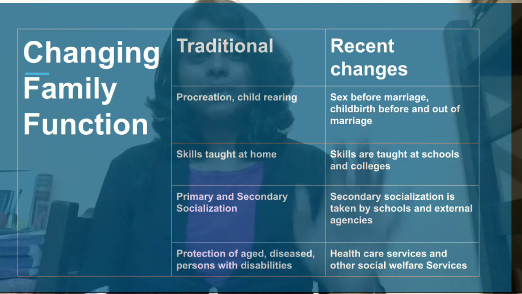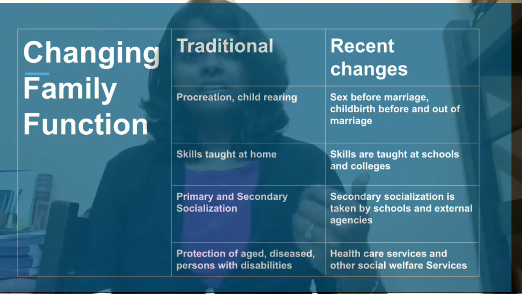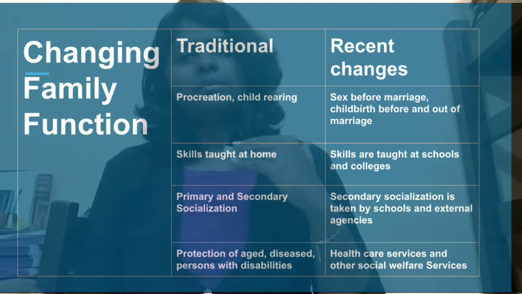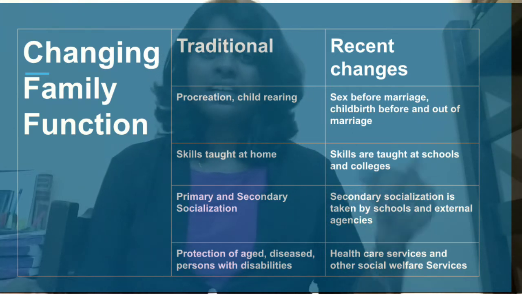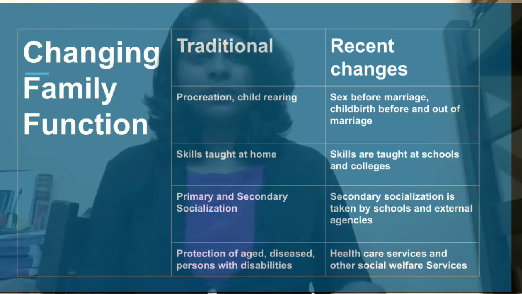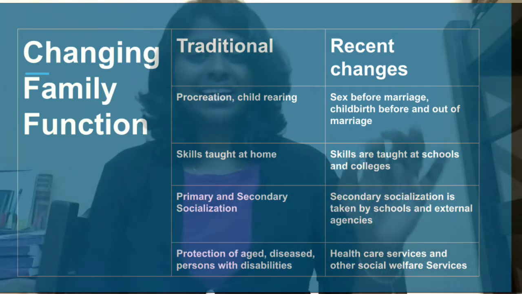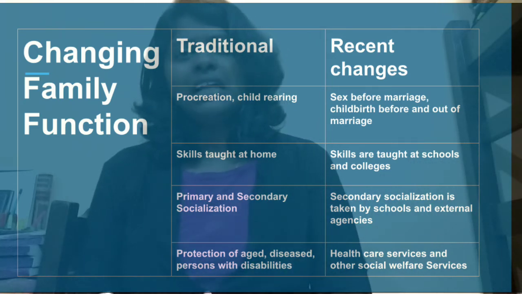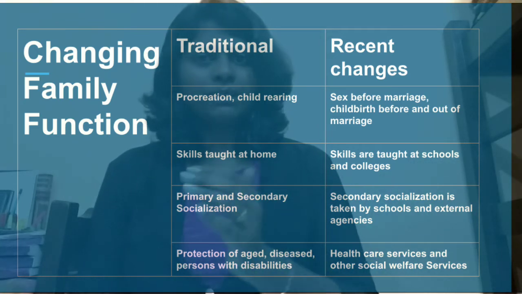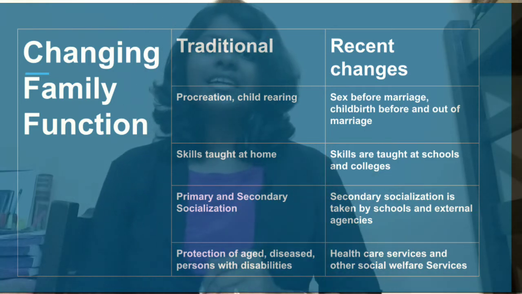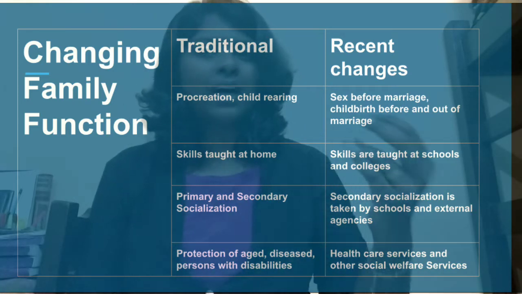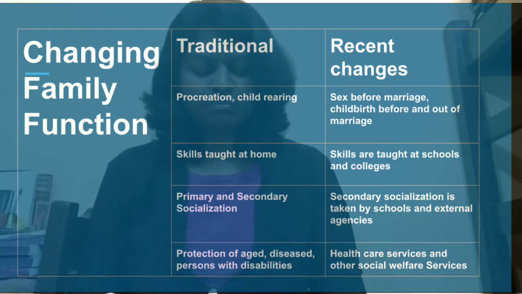Socialization, again, was a primary function of the family. Earlier, primary socialization and secondary socialization were both taken care of by the family. But now primary functions are still done by the family. However, the secondary functions are through schools and other agencies of the society.